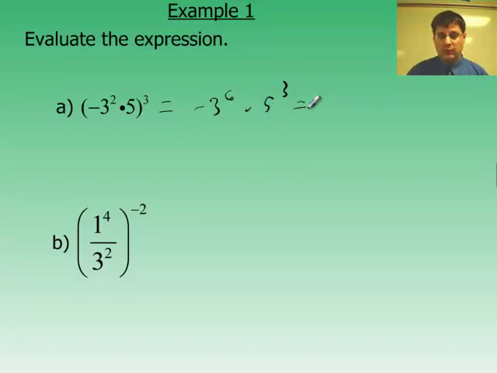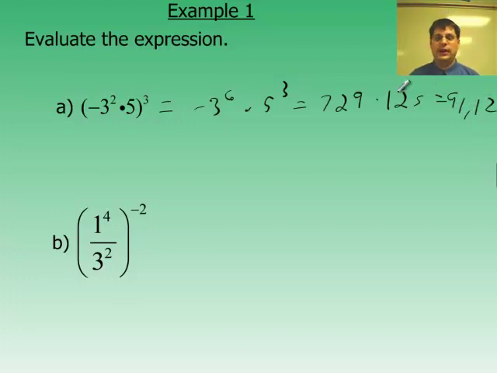Then we would figure out what negative 3 to the 6th is. That's going to give us positive 729, and then we're going to multiply that with 125. We multiply those together, and that's going to give us a really large number, 91,125. Okay, that would be one approach.